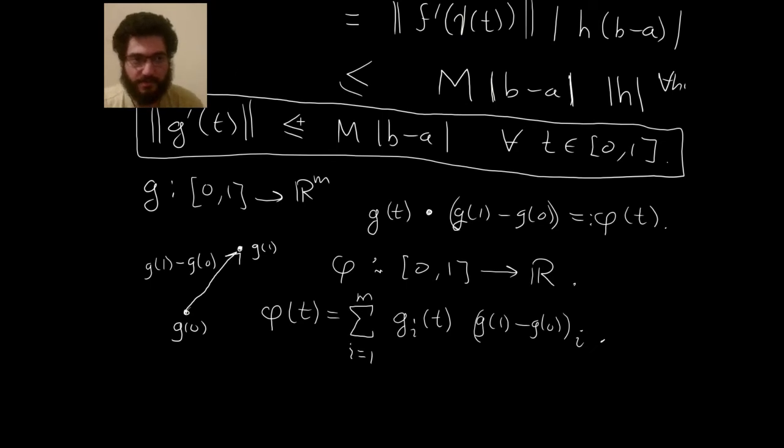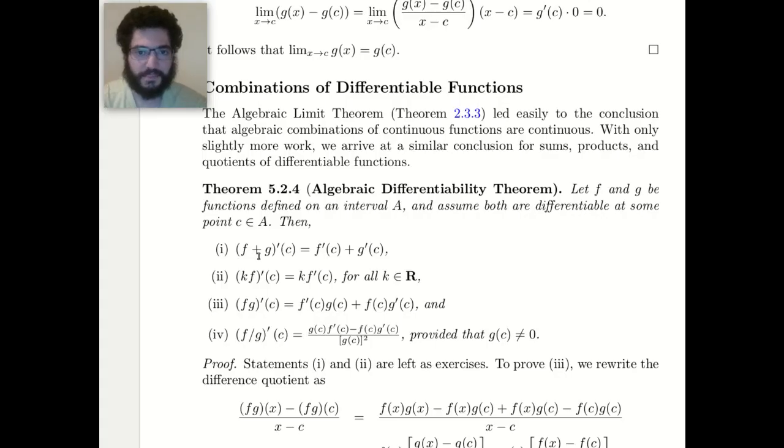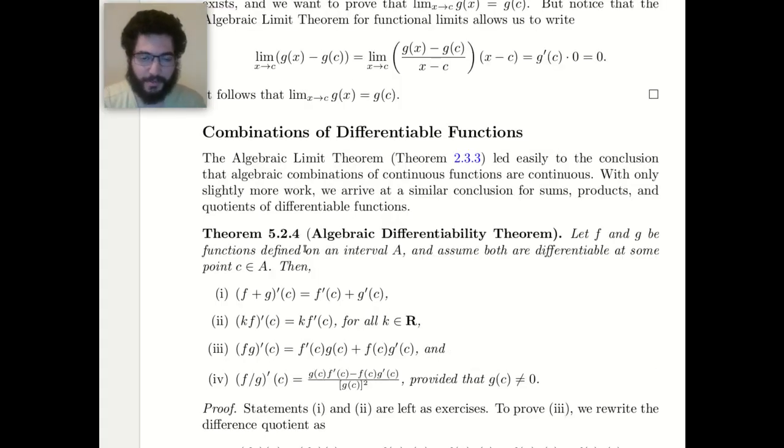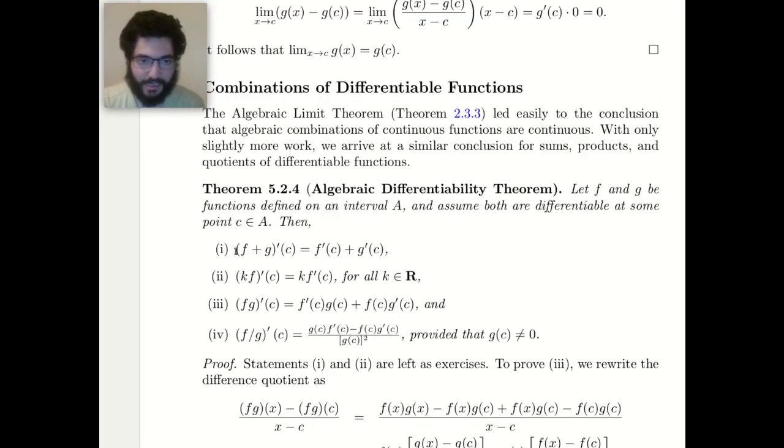So then phi of t is a sum of functions. It's a sum of these mappings from t to these things. And so if each one of these is differentiable, then phi is differentiable. So here's our textbook by Abbott, our previous textbook from 118b and 118a, and we are just using the algebraic differentiability theorem, this fact.